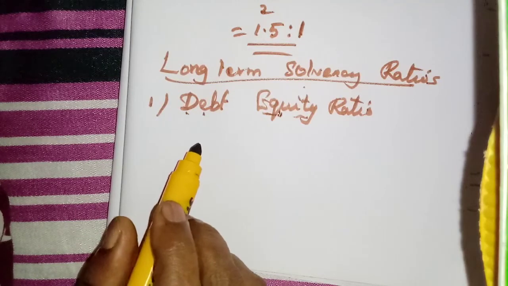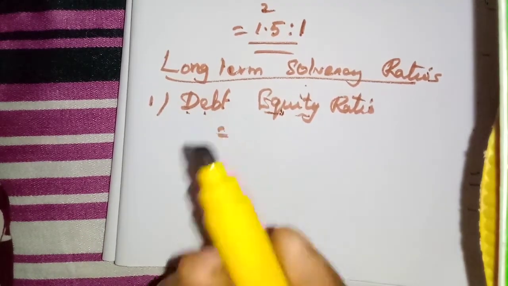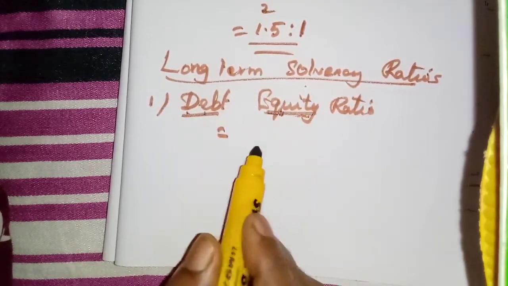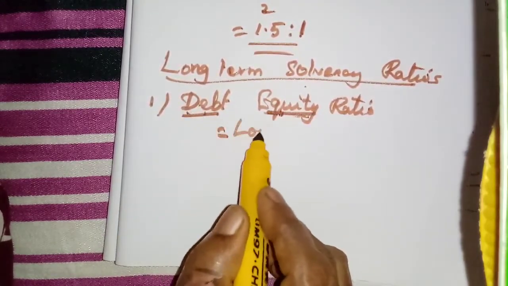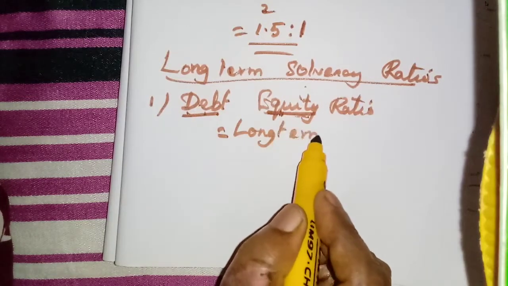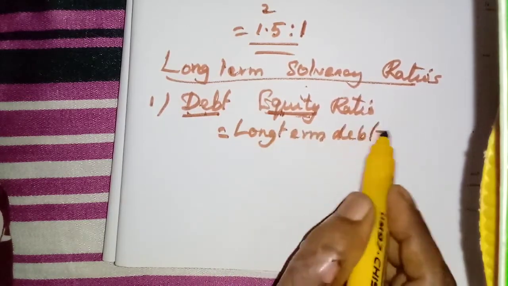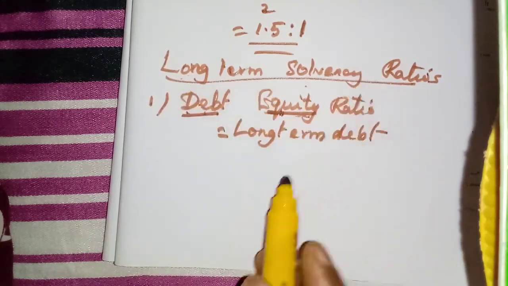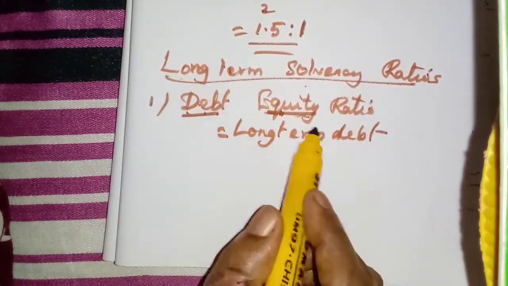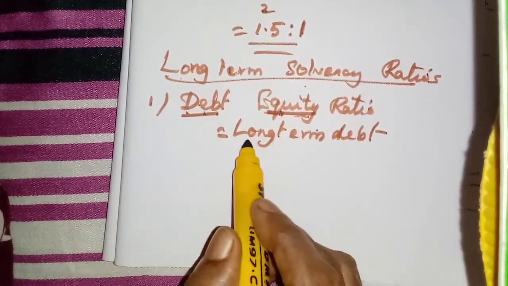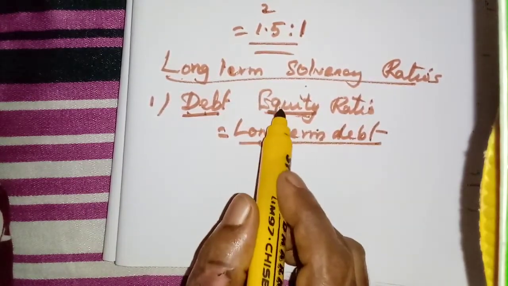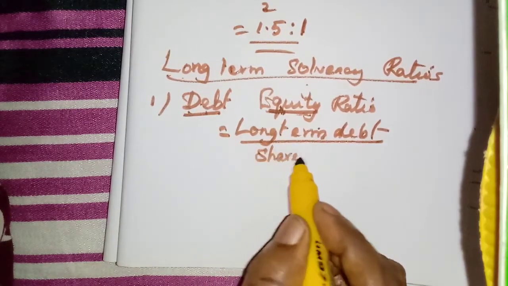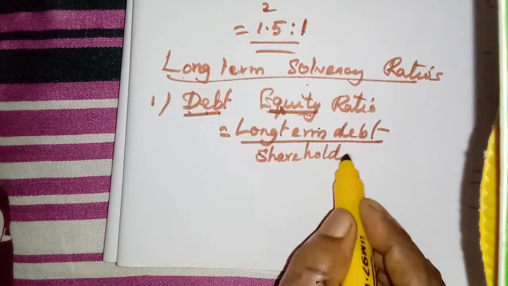So here the formula is long term debt. You have to remember these two words: debt means long term debt, because the ratio's name itself is long term solvency ratios. Simply, debt means not short term debt. Long term debt divided by equity. Equity means we know the capital, isn't it? But one more thing is added, that is called shareholders funds.